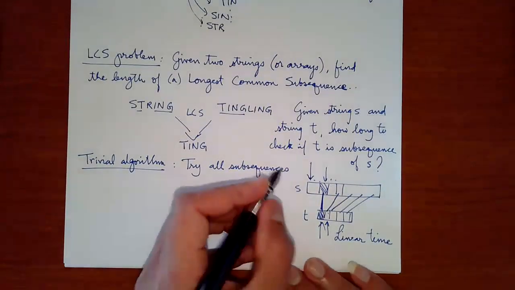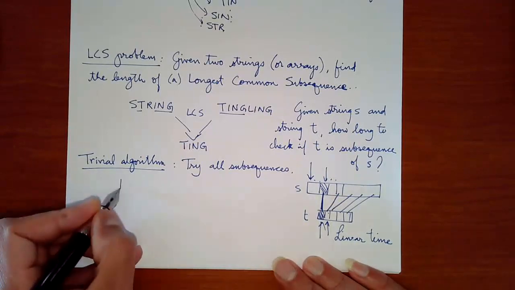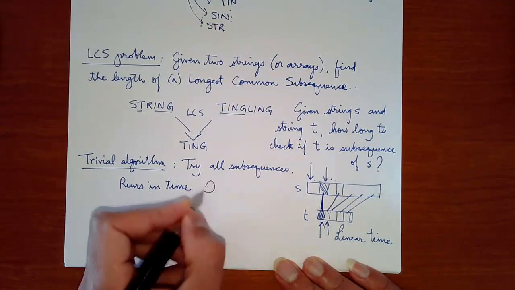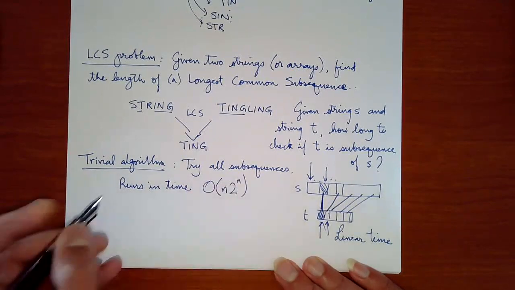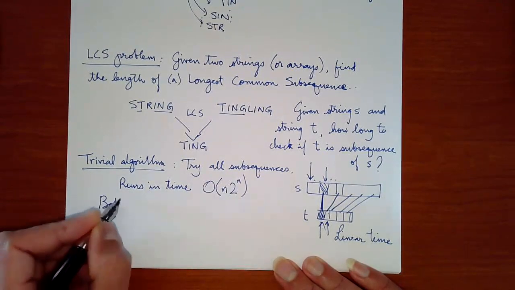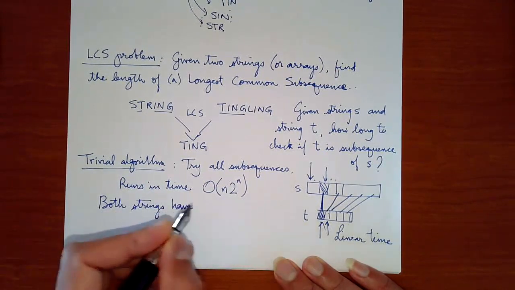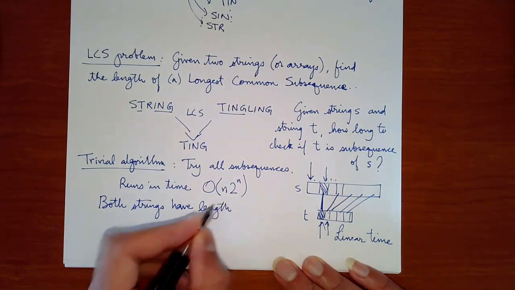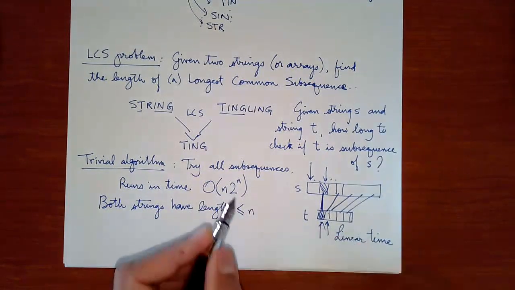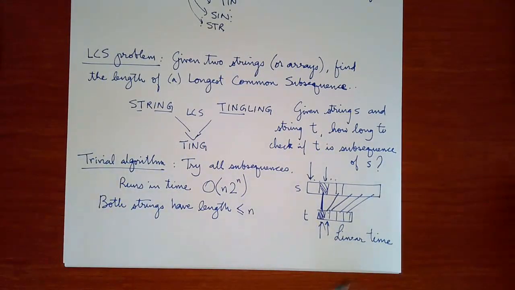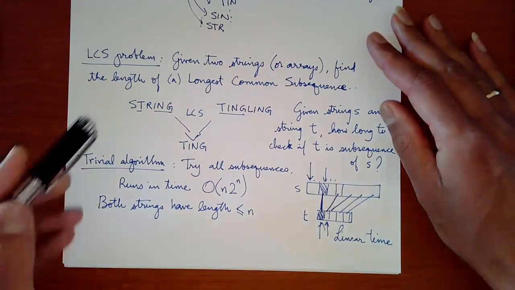Okay, so trying all subsequences runs in time O of n times 2 to the n. I'll just say that both strings, let's say, have a length of at most n. So it's going to be 2 to the n. You get all subsequences of one, and then you try to check with this procedure. So trivially, you can get an O of n times 2 to the n. That's an exponential time algorithm. And so what you want is a more efficient algorithm.